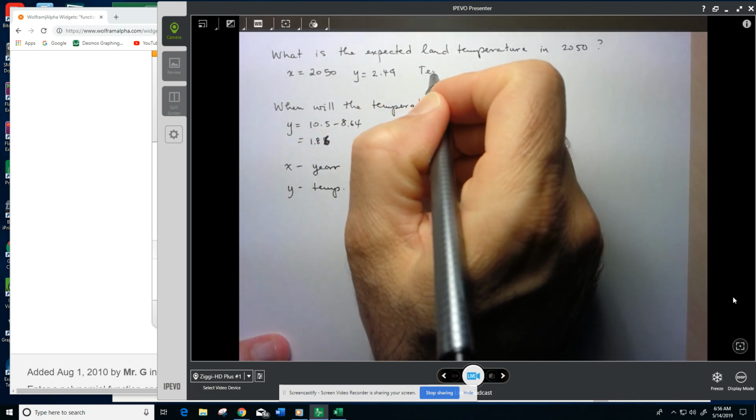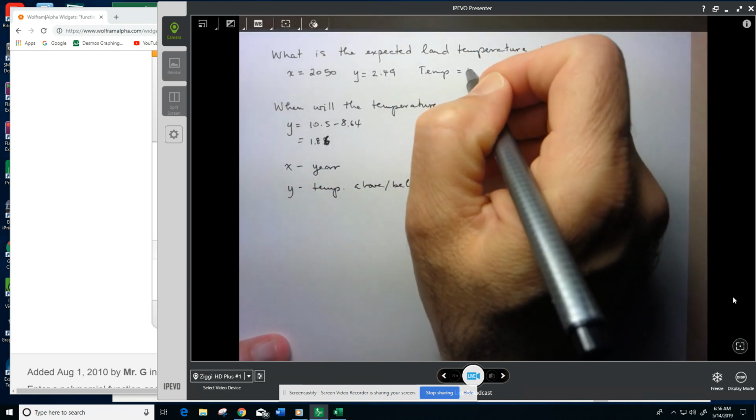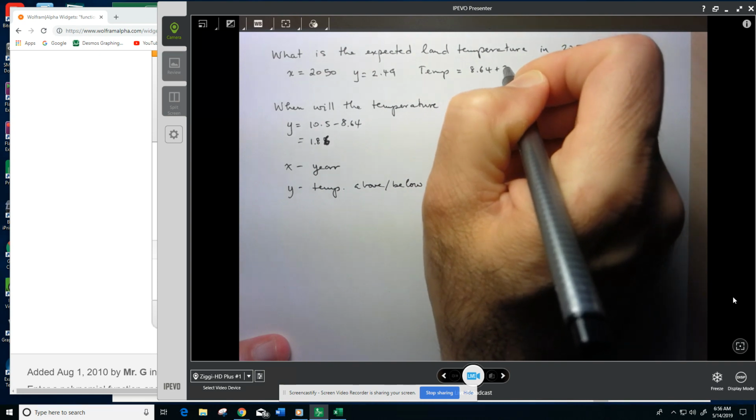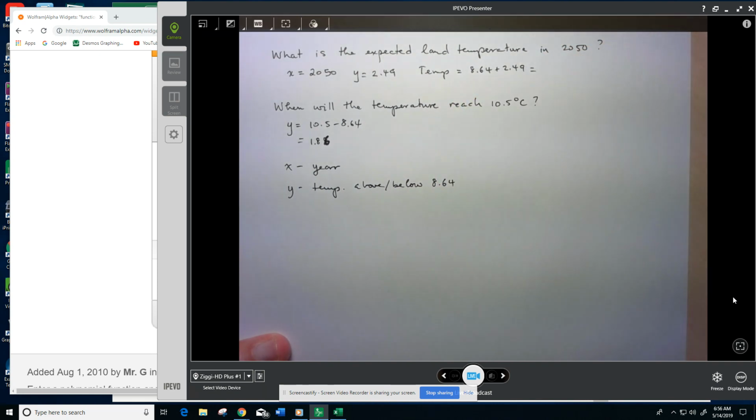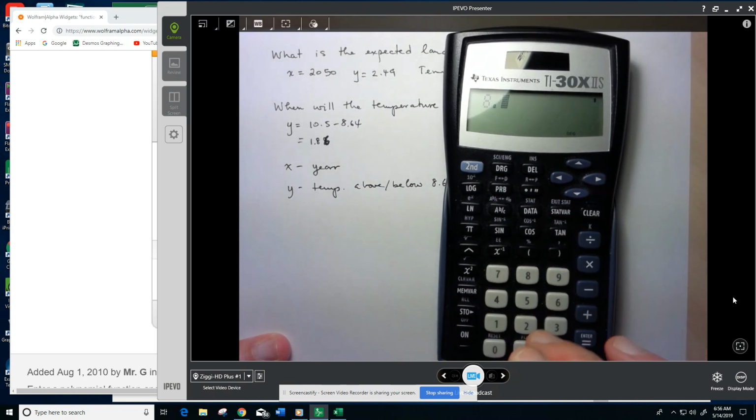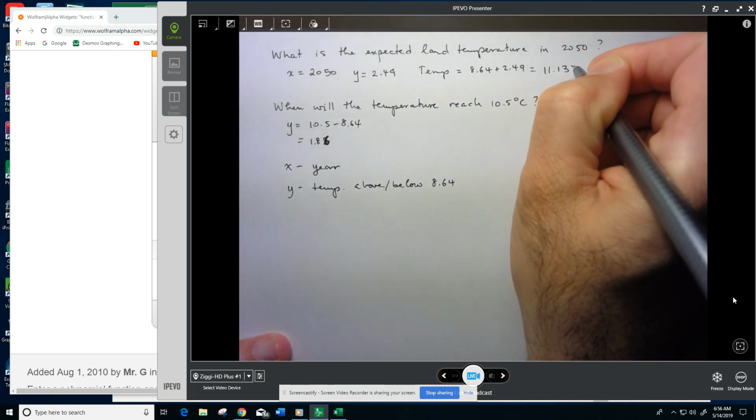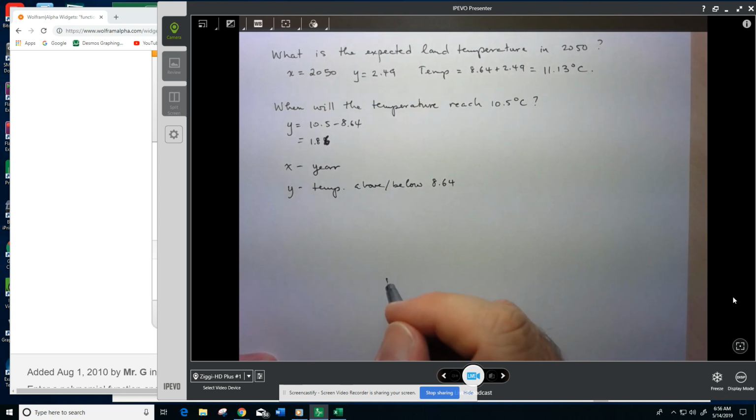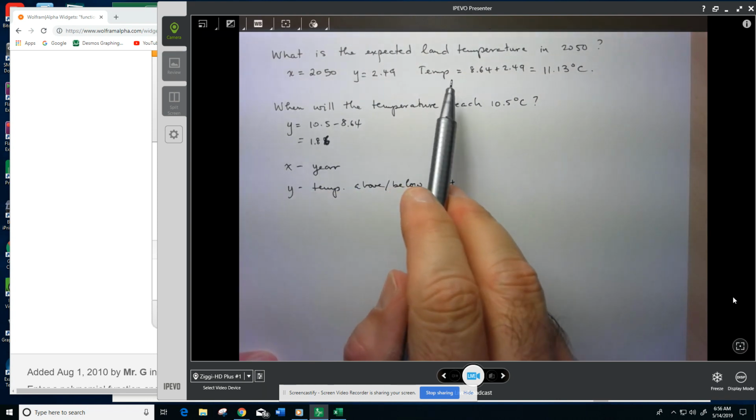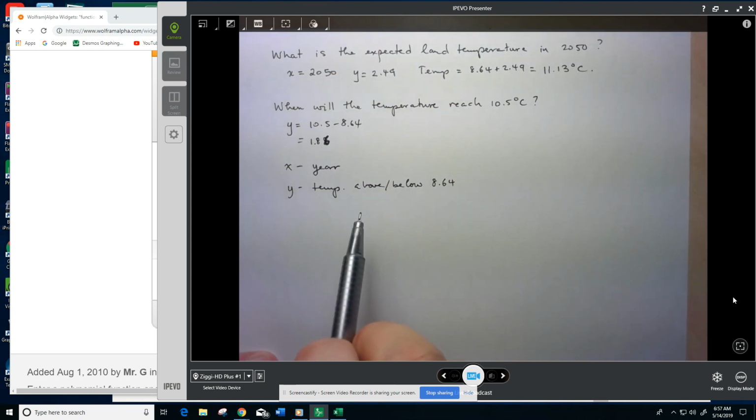So how am I going to get my temperature? Remember, I have to use my 8.64. My temperature is going to be 8.64 plus 2.49. So let's calculate what that is. 8.64 plus 2.49 is equal to 11.13 degrees Celsius. So this is where we used our equation to determine the temperature that we expect to find based on our data in 2050. So that's one way we can use that curve of best fit.